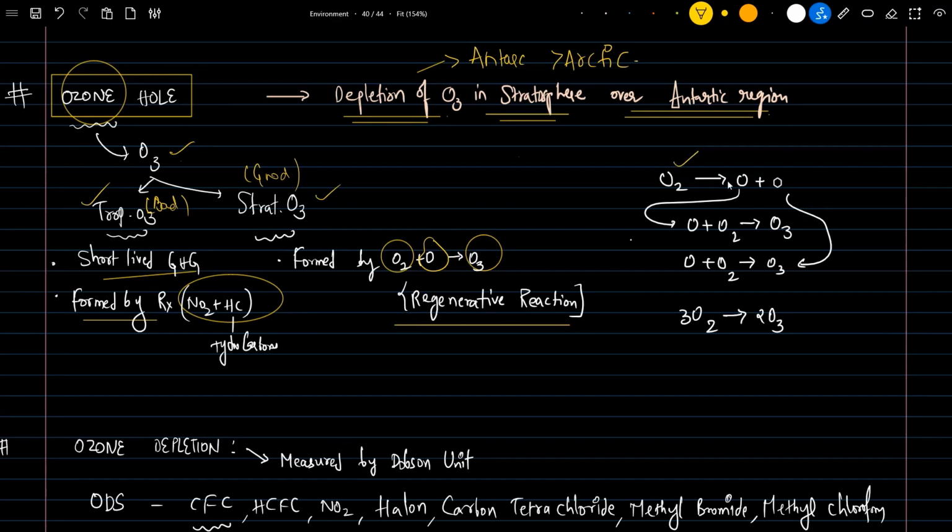O2 is there in the atmosphere, which will break down into free oxygen atoms, and when such an atom attaches to another oxygen molecule, it forms O3. Similarly, it also combines with another oxygen molecule to form ozone. So three oxygen molecules lead to two ozone molecules.